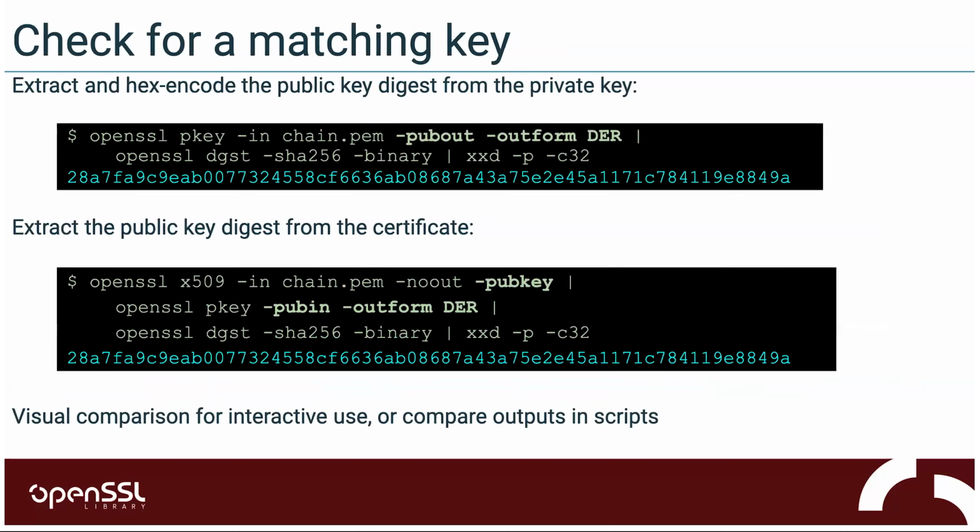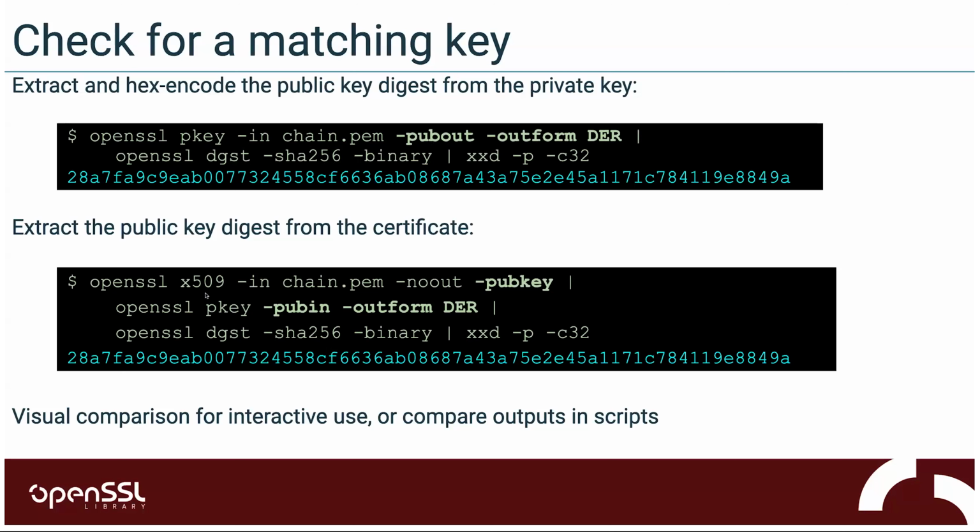Up to you. Okay. If we're really careful and want to perform sanity checks on our chain file, to make sure that it's got the right certificate and the right key in it, we can run OpenSSL pkey to inspect the private key in the chain file. We ask it to convert it to the public key and output it in DER form, then compute a SHA-256 digest of this, hex encode it, and there it is, the hex encoding of our public key from the chain file.